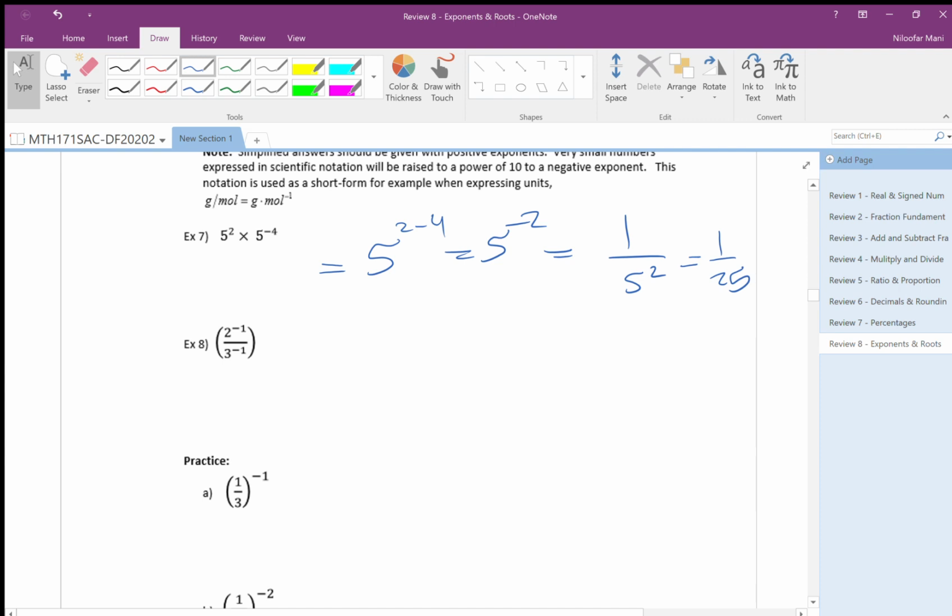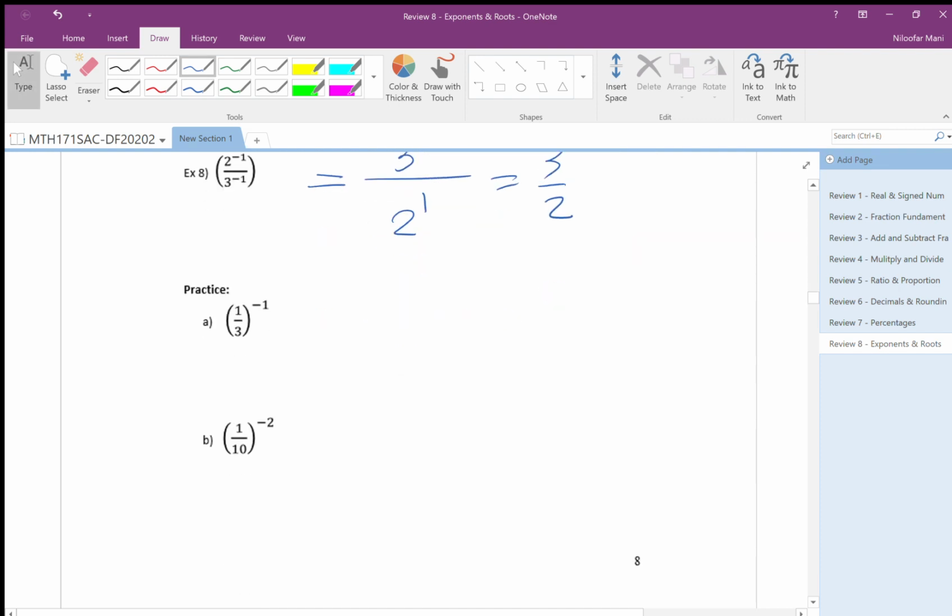Okay, how about here? Okay, so how about this? Okay, so what should I do here? Oh, I have 2 power minus 1, so I bring it down and change it to 1, 2 power 1, and then this one I take it up and change it, and then this is 3 over 2, done. Okay? How about this one?